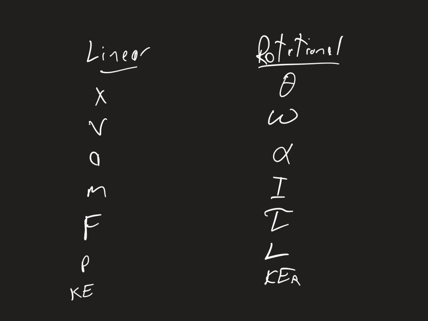For example, the linear velocity of an object that's going around in a circle, we would say its tangential velocity, the velocity tangent to the circle, is equal to the radius of that circle times its angular velocity, its omega. V equals r omega.